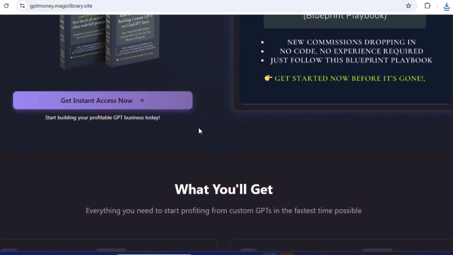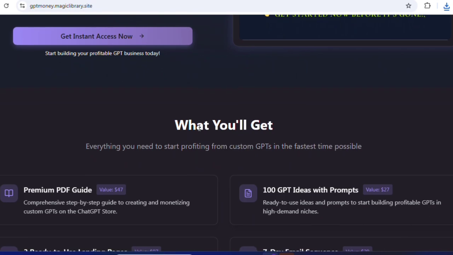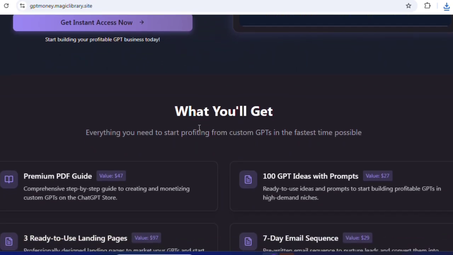That's it, folks. If you're serious about making money with AI and want a complete done for you system, GPT Money Blueprint is worth checking out.